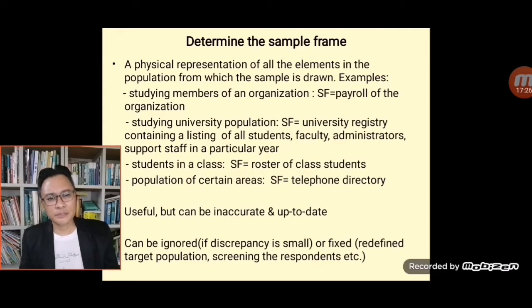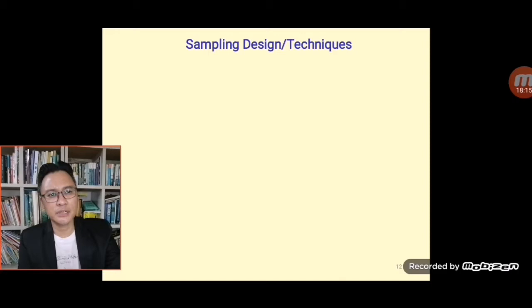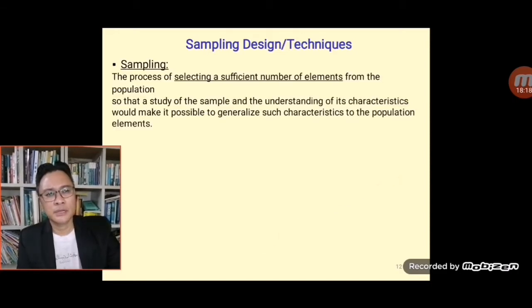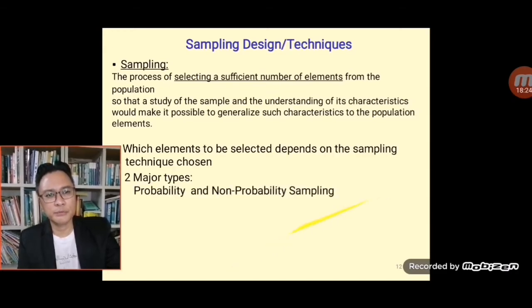Yeah, why is it so? Contoh macam telephone directory, ada lagi ke telephone directory nowadays? Probably we do have it, but sometimes not up to date because of the rapid technology advancement. Sampling design techniques. Sampling. Selecting sufficient number of element. Which element? Okay, yang ni two major types, probability and non-probability.